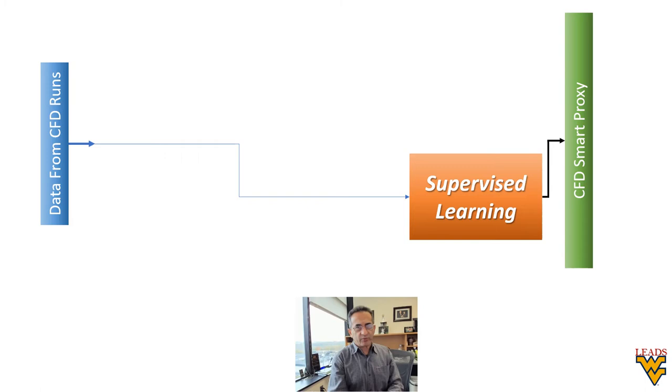What happens in Smart Proxy is that you take the data from the CFD run, so you use supervised learning, and then you build a CFD Smart Proxy. This is a very simplified version of the workflow. To give you a bit more detail of this workflow, a lot of detail has been published in a DOE project report that you can find online. Again, this is a summary, not exactly what we have done, but I can show you given that this is a short presentation.